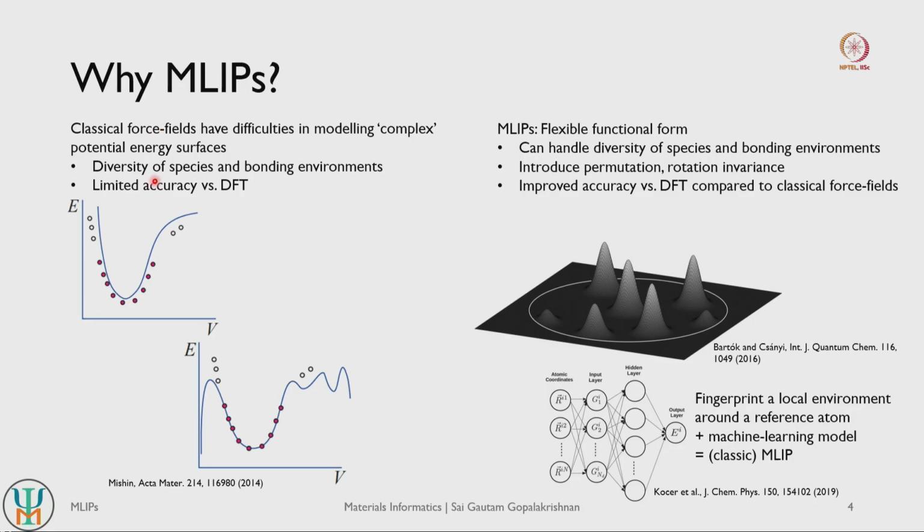There are very few systematic ways of improving the accuracy by adding more and more terms on a basis set. That is possible, but if you do that, then you are increasing the computational cost. So classical force fields have limited mathematical functional forms, and hence their accuracy is limited, especially for systems that have complicated potential energy surfaces.